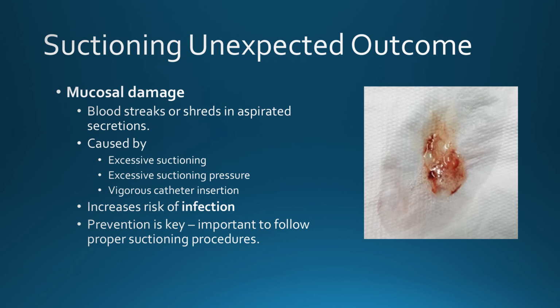Another unexpected outcome is damaging the mucosa. This is where the mucus that we expel appears to be blood-streaked. This is caused by excessive suctioning, by vigorous suctioning, or by excessive suctioning pressure. It increases the patient's risk for infection, and prevention is key, so making sure that we follow the proper suctioning protocols, the proper suctioning guidelines.